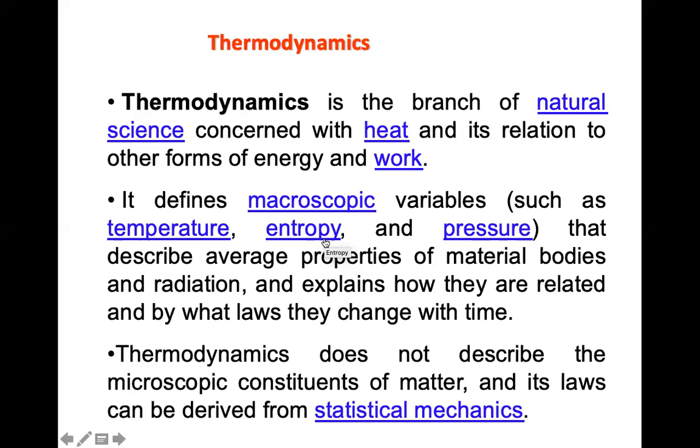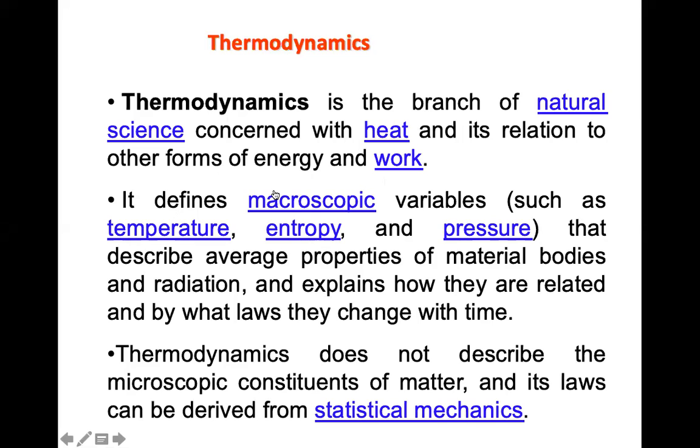What is it? The term thermodynamics is the branch of natural science concerned with heat and its relation to other forms of energy and work. So this topic, thermodynamics, deals with heat and work, and it is obviously a natural science. And your environmental biotechnology is also a natural science.